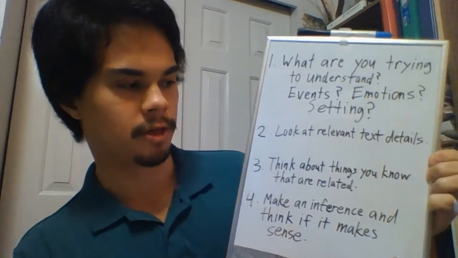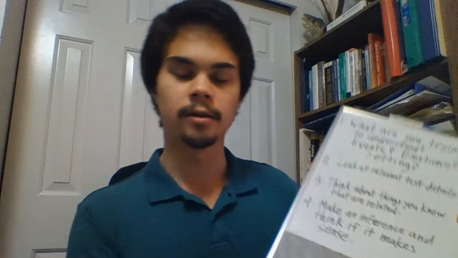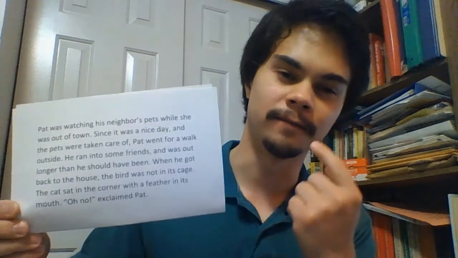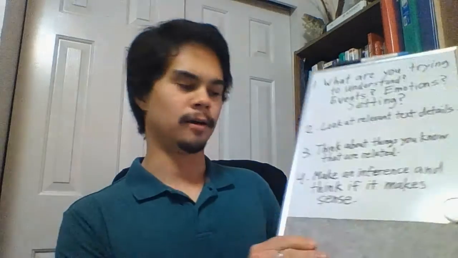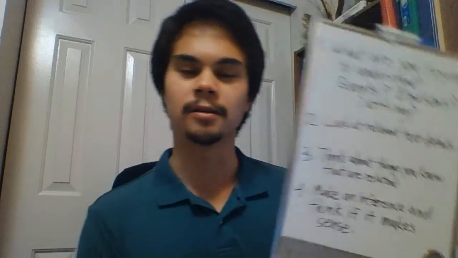Now, the third step is to think about things that you know that are related, relevant things to the story. So there's a cat and a bird, we know that. Now I know that cats eat birds sometimes, and the cat in this had a feather in its mouth. So now the fourth step is to make an inference and think if it makes sense. So I'm going to make the inference and say that the bird is not in its cage because the cat ate it. And now, does that make sense?